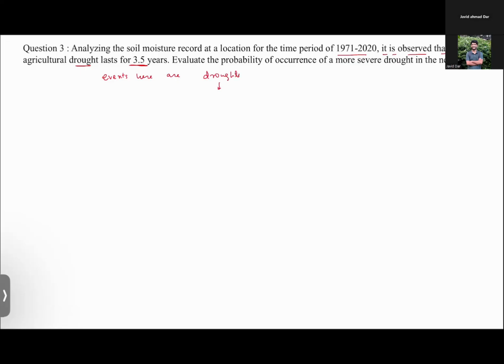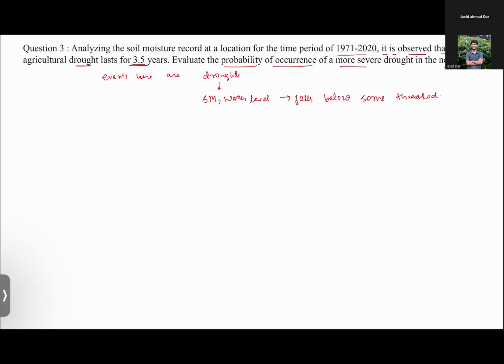Droughts are when the soil moisture or water level, different water levels, whether it be streamflow or soil moisture, falls below some threshold. So you can think that there is no water availability over that period of time. So there is a drought event of 3.5 years. We need to evaluate the probability of occurrence of a more severe drought in the next 25 years. More severe here means a drought that lasts more than 3.5 years.